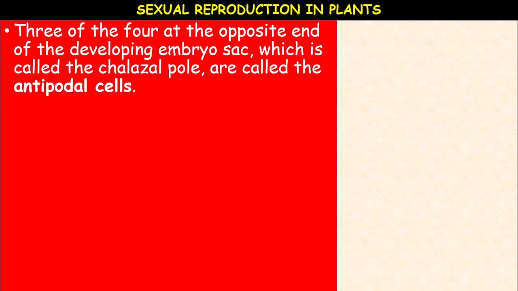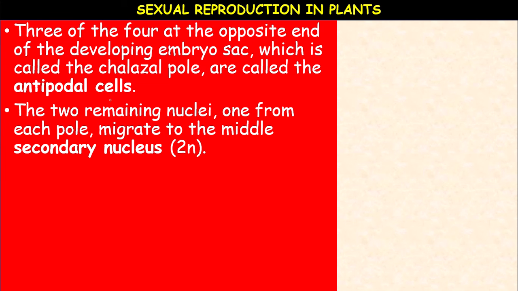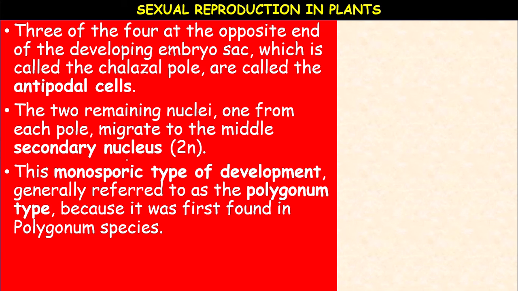Let us move further. The 3 of the 4 nuclei at the opposite end of the developing embryo sac, called the chalazal pole, are called antipodal cells. The 2 remaining nuclei, one from each pole, migrate to the center of the embryo sac and form a diploid secondary nucleus.